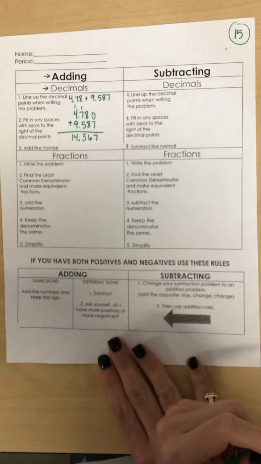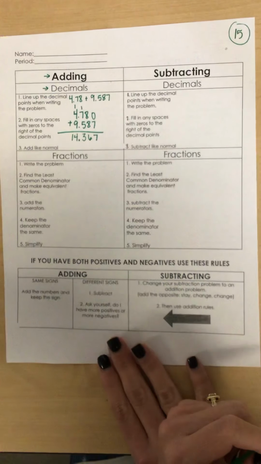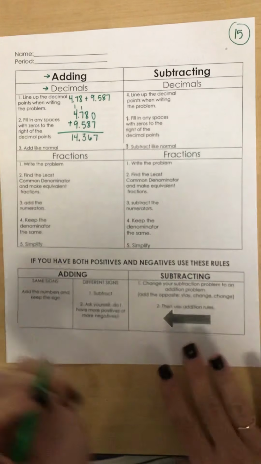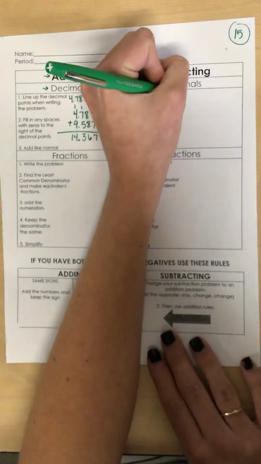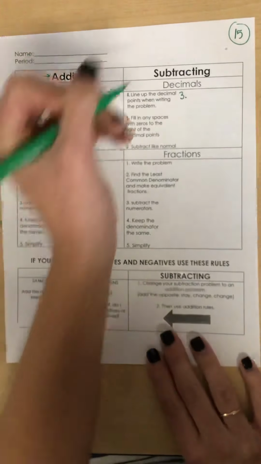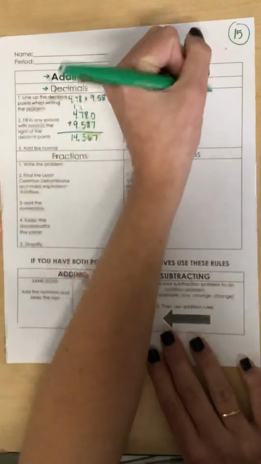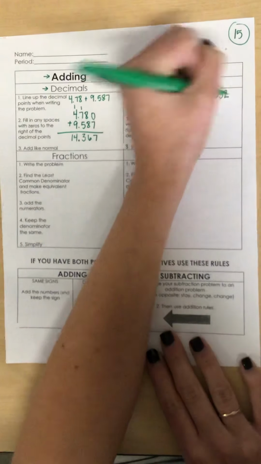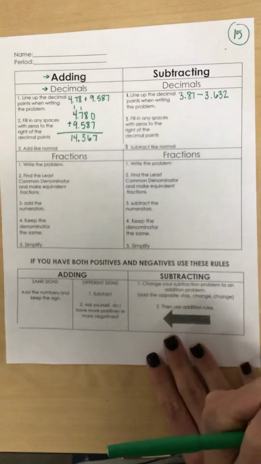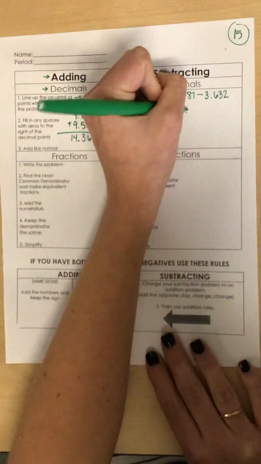So when we subtract, it's essentially the same thing. You're going to line up those decimal points, and then you fill in any zeros for placeholders, and then subtract like normal, okay? So here is your problem. We're going to do 3.87 minus 3.632. Just a reminder, with subtracting, order does matter. So make sure you solve the problem in the order that it gives you.